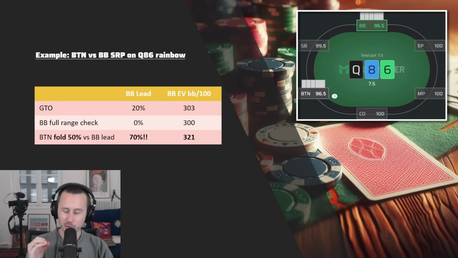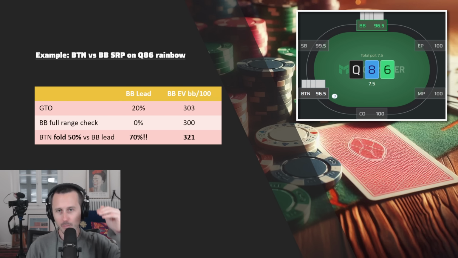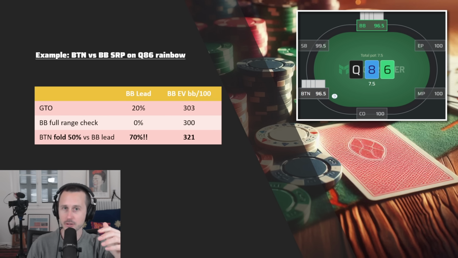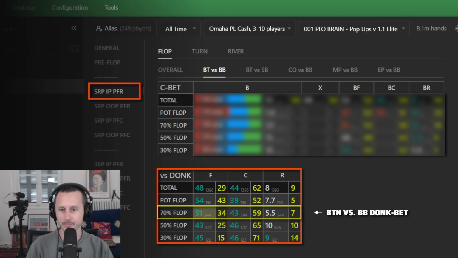Our win rate for this scenario is going to increase to 321 big blinds per 100. So we go from 303 in a GTO setting to 300 in a setting that most players will probably play. And then we can increase that win rate to 321 big blinds by incorporating a leading frequency that is a lot higher than 20%. And that is because the in-position player is heavily overfolding.